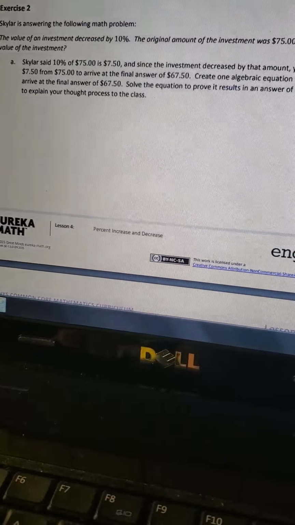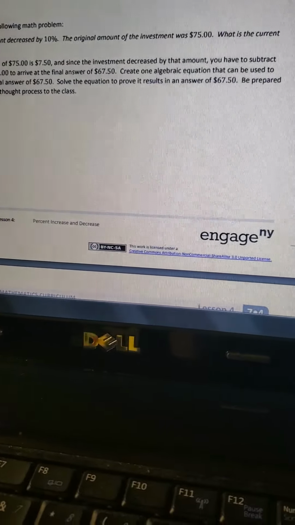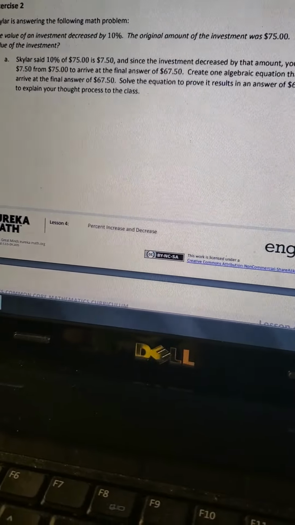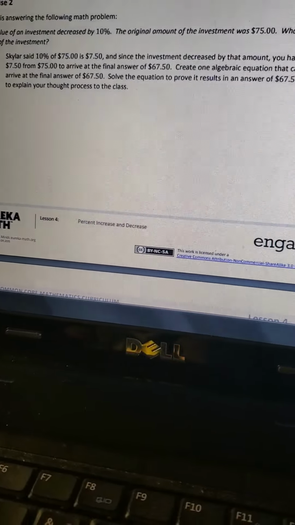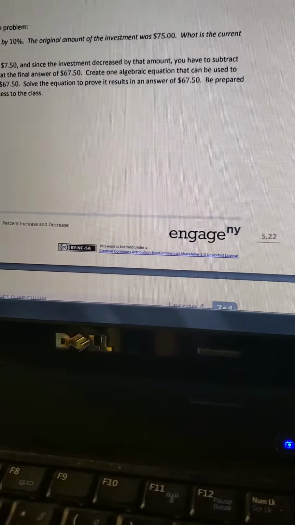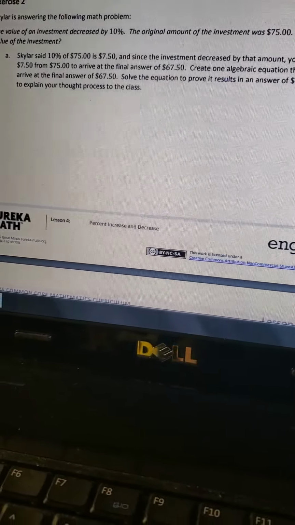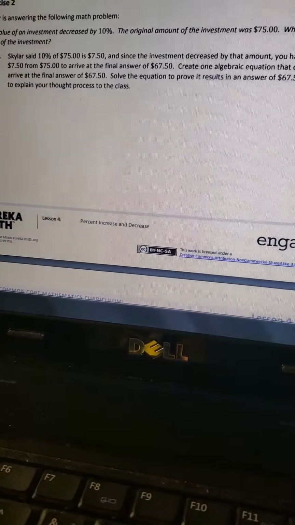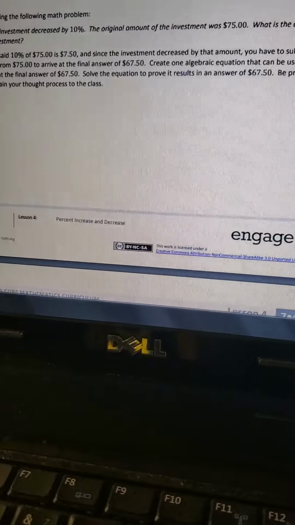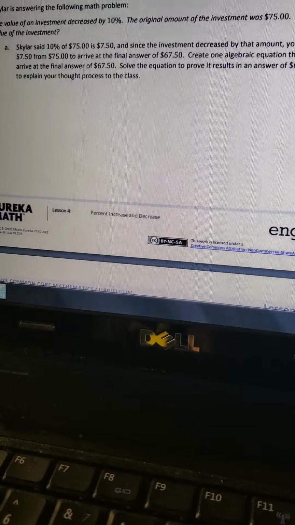To multiply it by 0.1, you're just going to move the decimal over one spot. And since the investment decreased by that amount, you have to subtract $7.50 from $75 to arrive at $67.50. It says create one algebraic equation that can be used to arrive at the final answer of $67.50. Solve the equation to prove it results in the answer of $67.50. Be prepared to explain your thoughts.